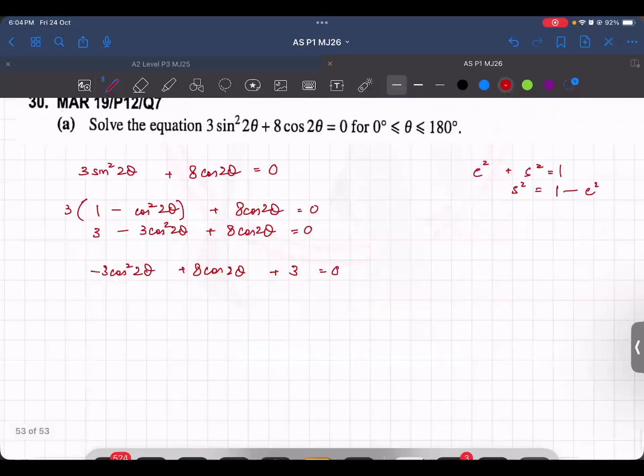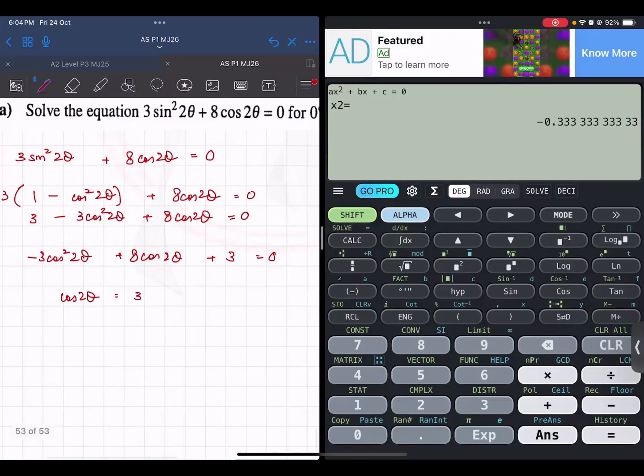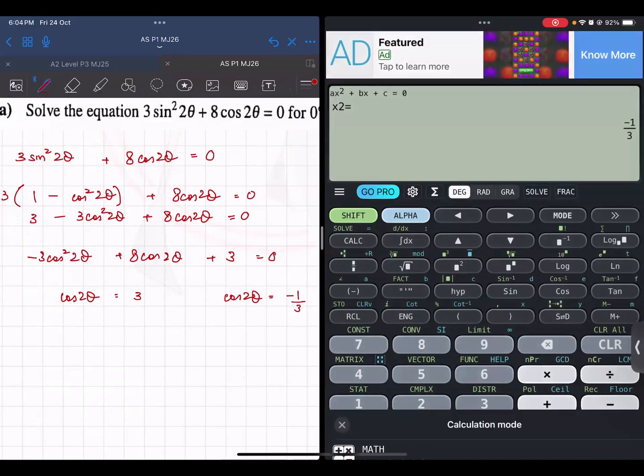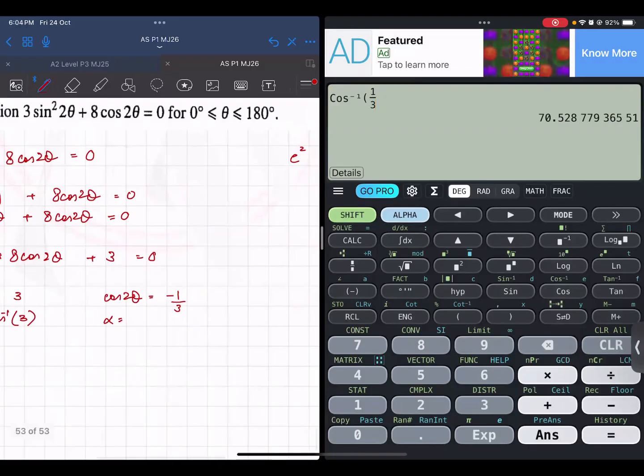And you can see this is again a disguised quadratic. And you will get two solutions for cos 2 theta. Minus 3, 8, 3. So your solution for cos 2 theta is coming out as 3 and cos 2 theta is negative 1 upon 3. Now you would find alpha. Alpha, cos inverse of 3, you won't get any solution, no solution. Over here you will get an alpha. So alpha is cos inverse of 1 upon 3. You don't take the negative sign. Don't forget.